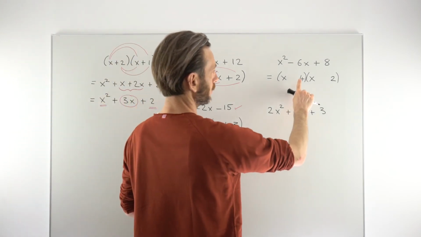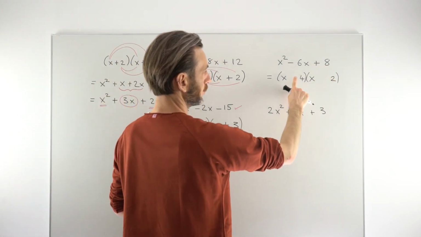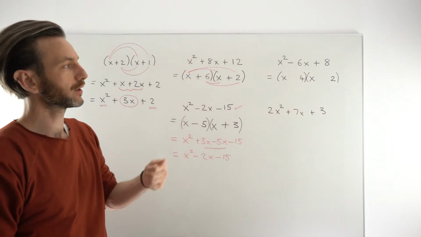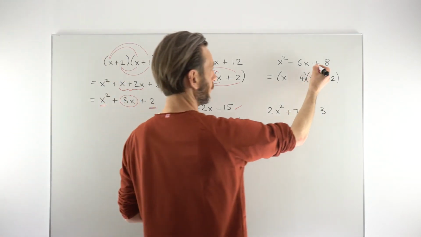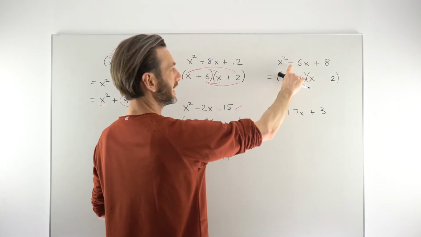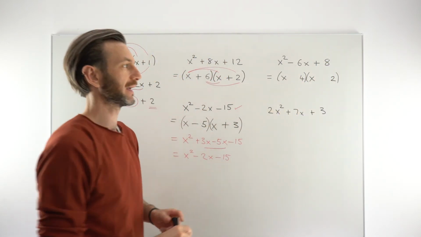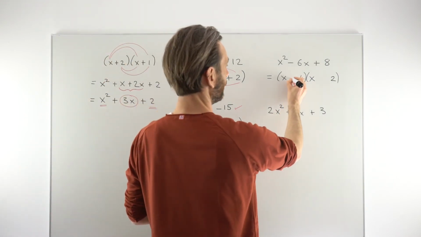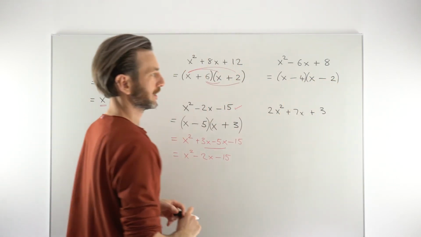So we need to make a plus 8, so it could be plus plus, but it could also be minus minus, because minus 4 times minus 2 also gives you a positive 8. We need to make a negative 6, so there's no way you can make a negative 6 with two positive numbers, so that tells us we have to have a minus 4 and a minus 2.